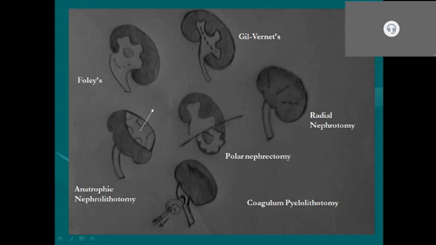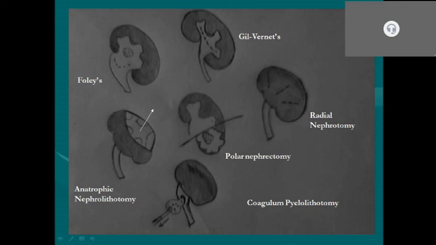Polar nephrectomy: large stone in the lower pole where the functioning parenchyma is completely gone, then you can do a polar nephrectomy. Then coagulum pyelolithotomy, where you use cryoprecipitate, put a small hole in the pelvis and inject cryoprecipitate, and then stones will be trapped in that and you can take them out. Then the last and most dreaded was anatrophic nephrotomy, where you bivalve the kidney, take out the stone and suture it again. This causes a lot of bleeding and used to lead to a non-functioning kidney.